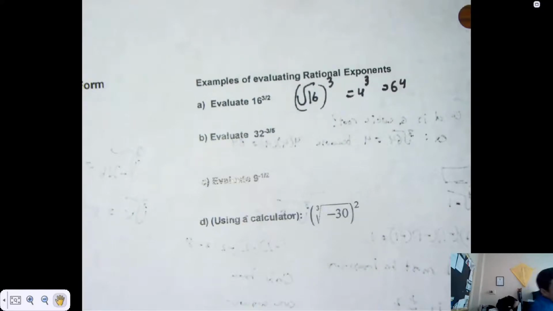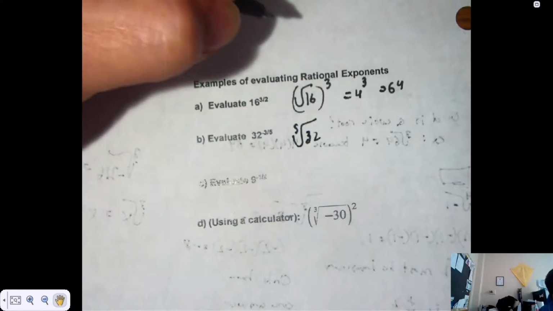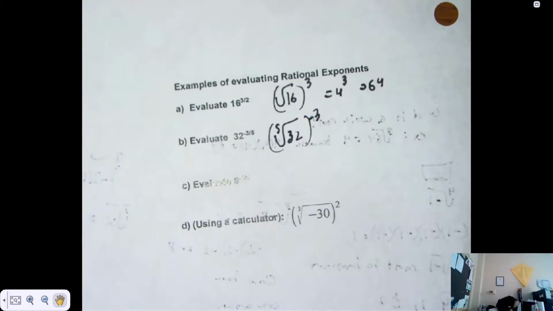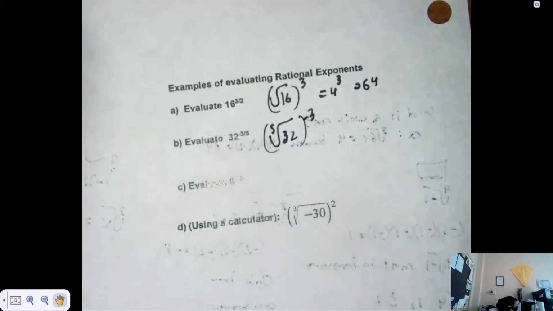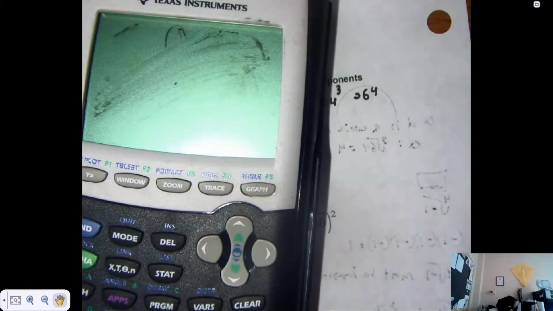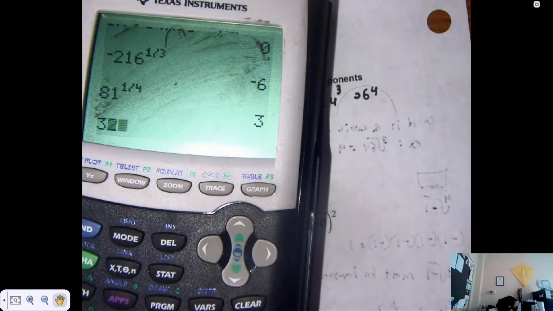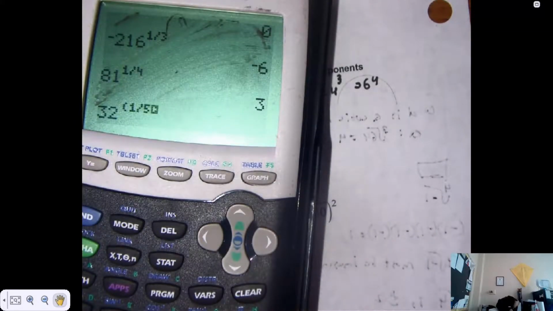Now how about 32 to the negative 3/5? Fifth root of 32, and we should have probably done this a little bit differently, but we still raise it to the negative third power. We'll worry about that in a second. The fifth root of 32 is probably not something y'all would know off the top of your head. So do 32 to what power in the calculator? 1/5. Want to take a fifth root? You literally take a 1/5 power. It is 2.